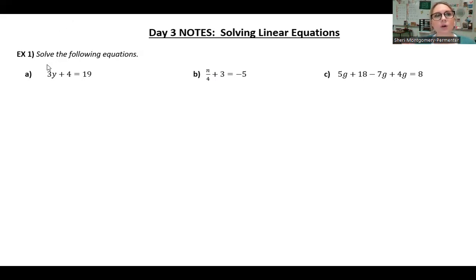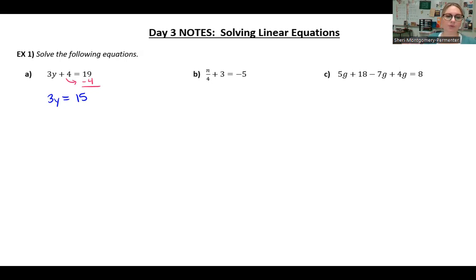So here, what do I need to do first so that I can get y by itself? Very good. Subtract 4. So we want to get the 4 to the other side. And to do that, we will subtract. We'll do the inverse operation. What is 19 minus 4? Also, you can dig out your multiplication chart if you would like, if you don't have it handy.